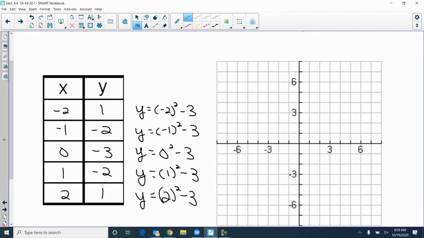All right, we said, what shape should this graph be, or the points? It should be a U. So -2, 1 goes here. -1, -2. 0, -3. 1, -2.